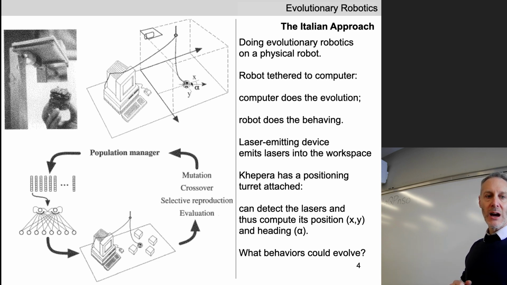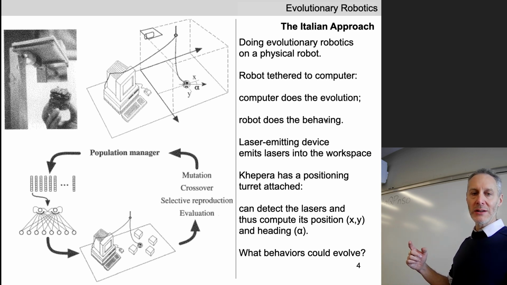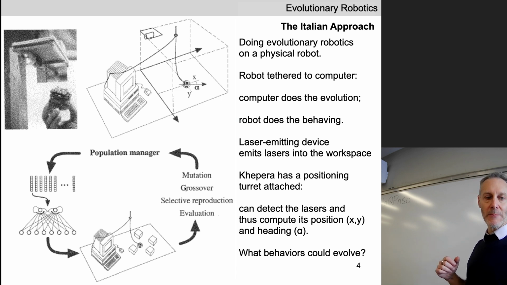They took the Khepera robot, and you can see there was a physical tether, an actual wire that connected the robot back to the computer. The computer is going to run the genetic algorithm, and the robot is going to do all of the behaving. The nice thing about the Khepera is because it's so small, you can do tabletop experiments. You don't need an enormous lab. They put a laser emitting device up in the corner of this box sitting on top of this desk, and the laser that was emitted swept over this space and was detected by the Khepera.